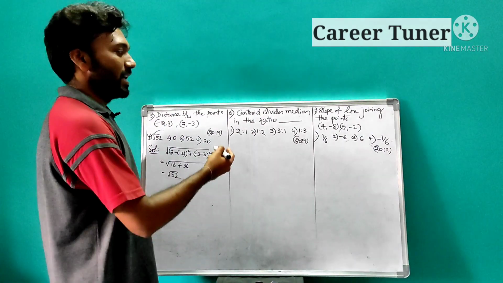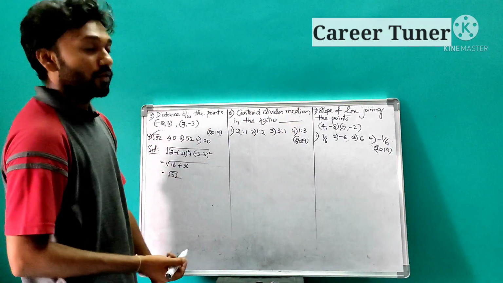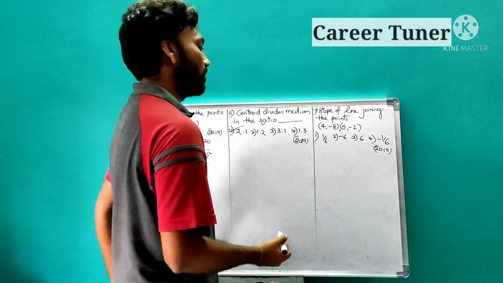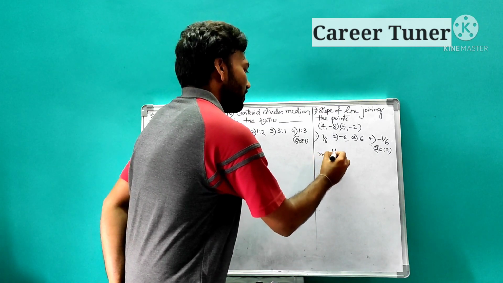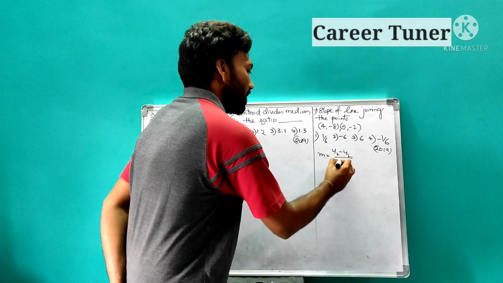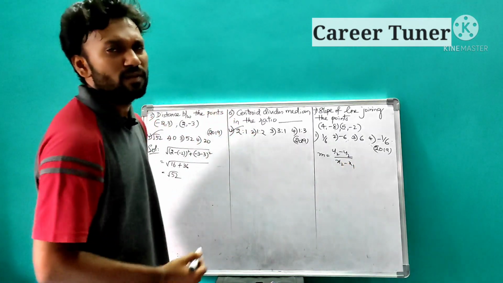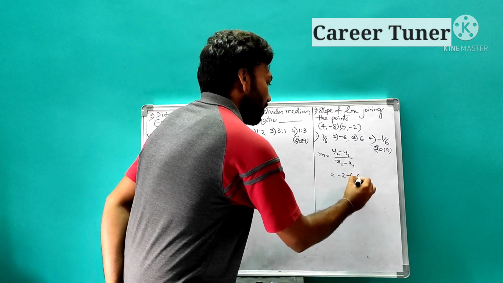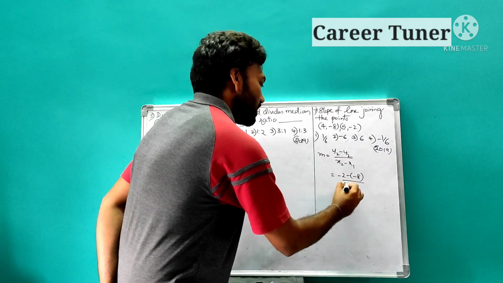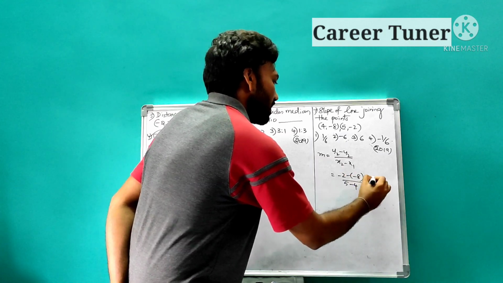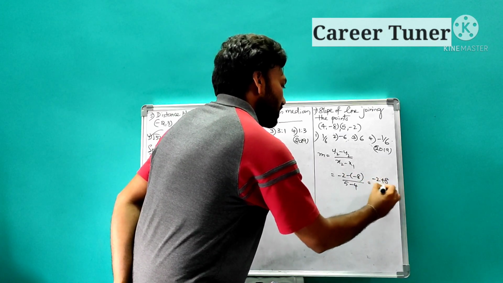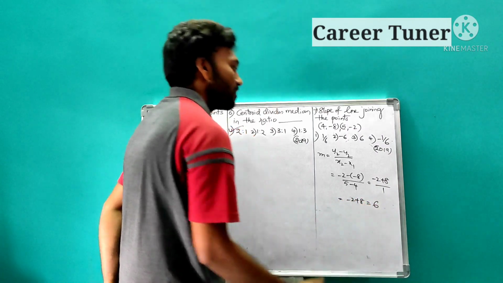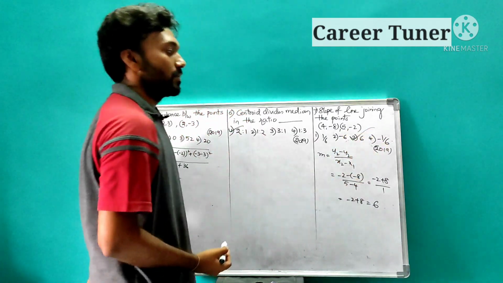Now coming to the second option, it's a direct question. The centroid divides the median in the ratio of 2:1. First option. Now slope of a line joining the points. What is the formula for slope? M is equal to the difference of y coordinates divided by the difference of the x coordinates. y2 minus y1 by x2 minus x1. So what is y2 here? Minus 2 minus of minus 8 divided by x2 minus x1. So 5 minus 4. So it is nothing but minus 2 plus 8 divided by 1. So how much is it? Minus 2 plus 8, nothing but 6. So third one is the option.